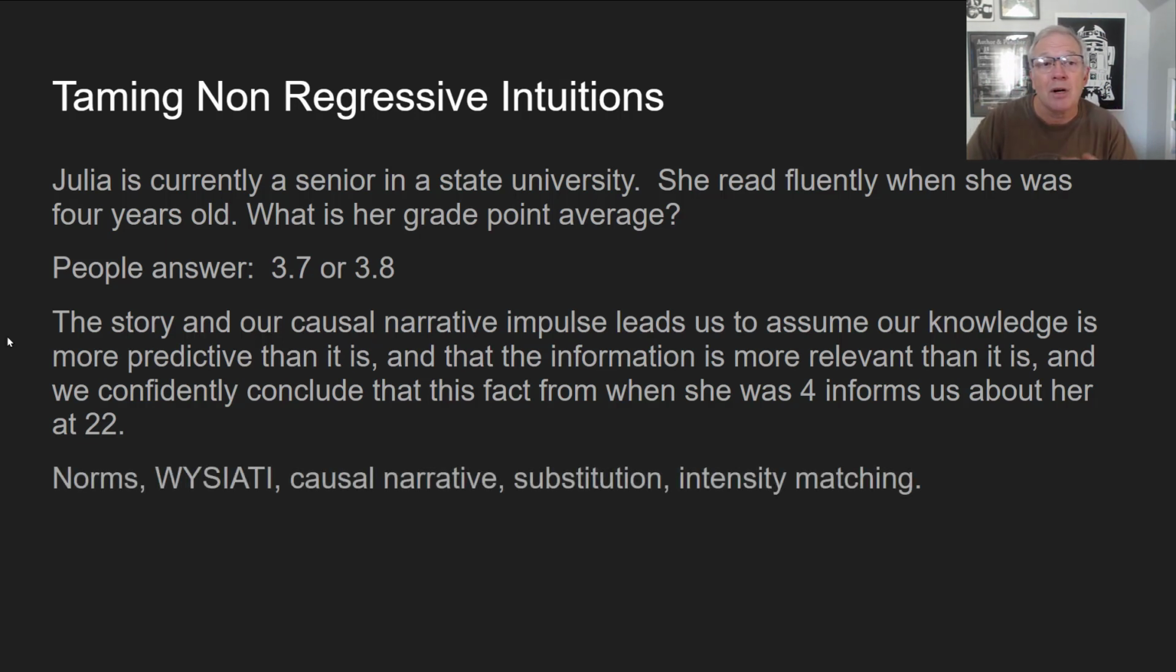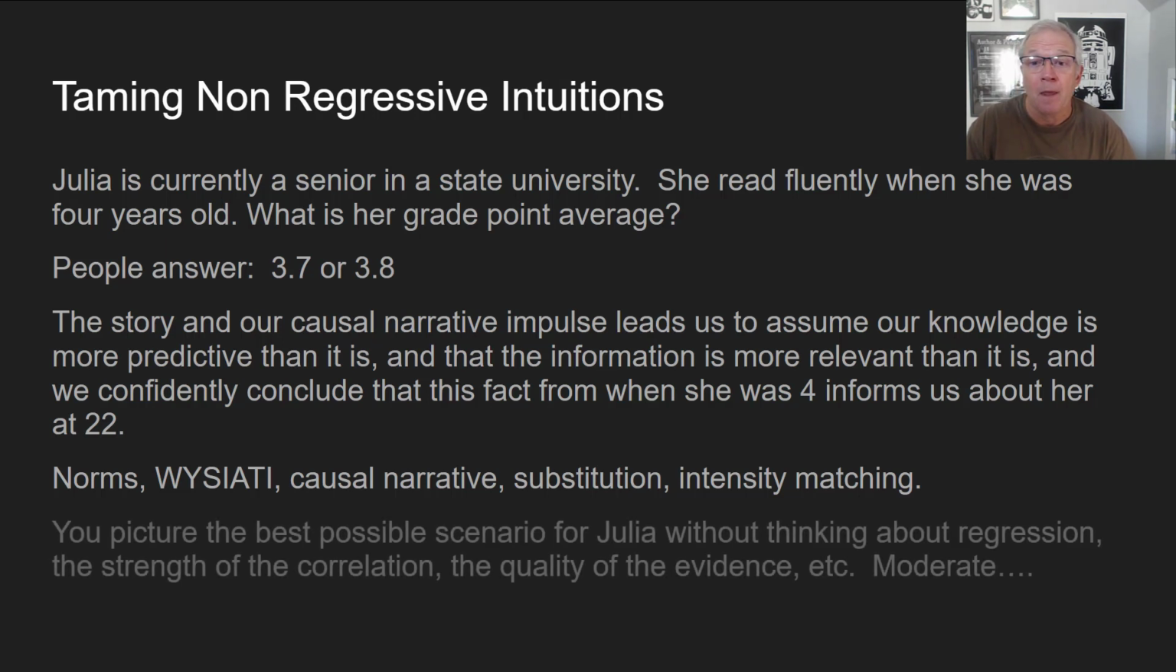Kahneman has a very detailed and interesting discussion that I'm going to point you to in the book. He talks about the way norms, WYSIATI, what you see is all there is, the causal narrative, substitution and intensity matching all lead us astray on this, because we shouldn't predict that Julia's grade point average is so high in this case. We should assume more regression to the mean.